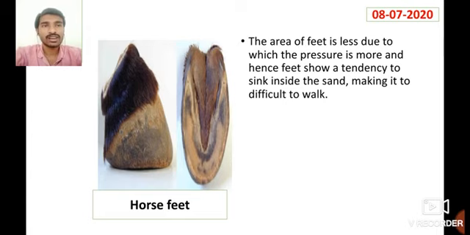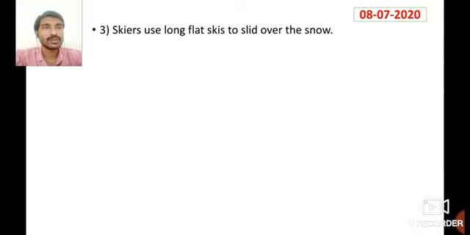That means when we make a horse run in a desert, what will happen? The feet of the horse will start sinking inside the sand. Why will it sink? Because it has a very small area. You can see the feet of the horse here. The area is very small compared to the camel's feet. So it is very difficult for a horse to walk in sand. When the area is very small, what will the pressure be? The pressure will be more. This is the example. Let us go for a third example.